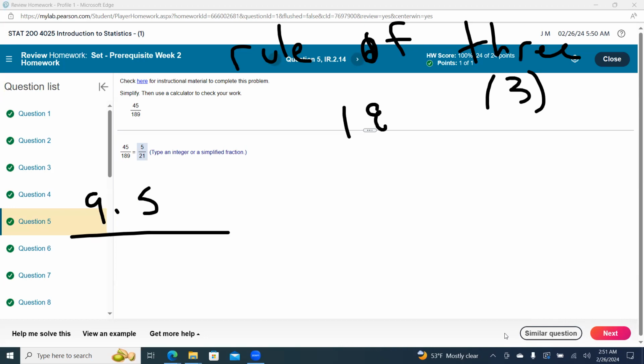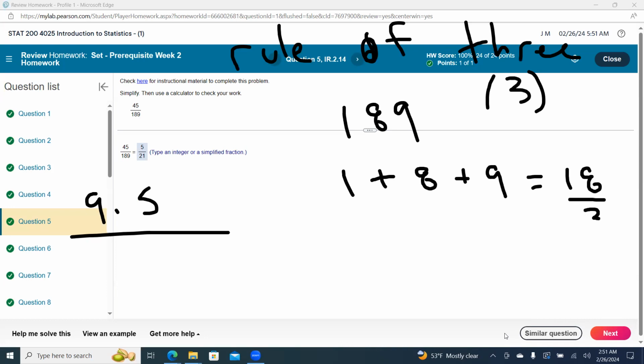Let's take 189. If you take any big number, the whole point is we don't know whether or not it's divisible by 3. If you add up the digits of that number, and it equals something that's divisible by 3, then the original number was divisible by 3. That's the rule of 3. The factor and reduce is kind of silly because we'd have to do 189 divided by 3 on our calculator anyways.